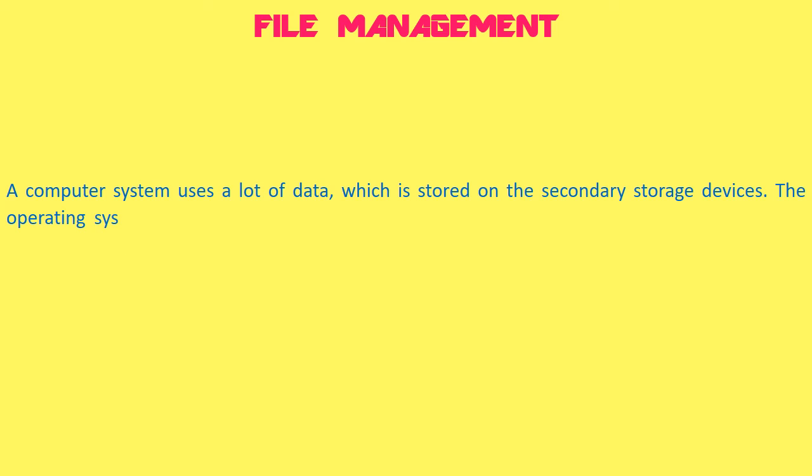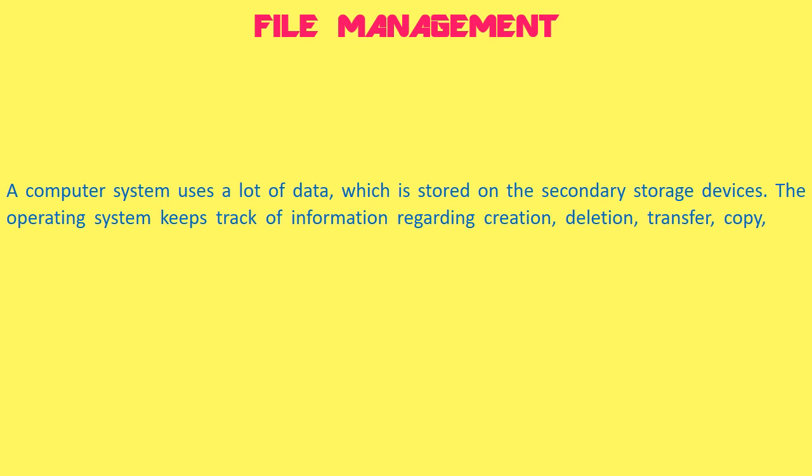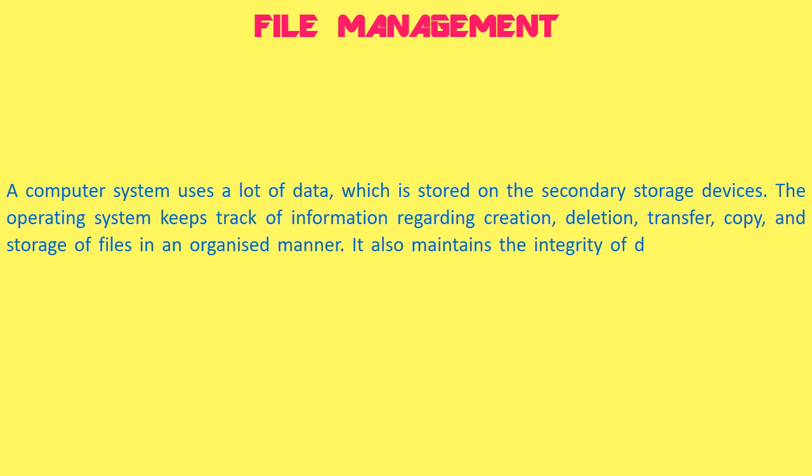Next function is file management. A computer system uses a lot of data which is stored on the secondary storage device. The operating system keeps track of information regarding creation, deletion, transfer, copy and storage of files in an organized manner. It also maintains the integrity of data stored in these files, including the file directory structure.